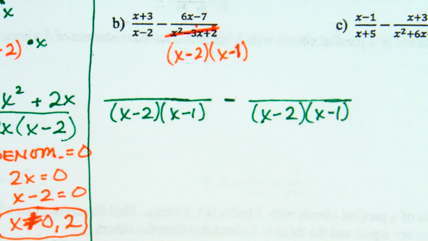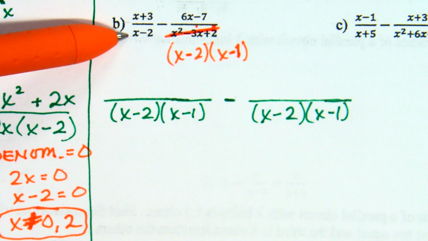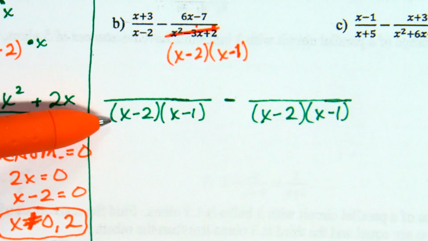My question is, my first fraction currently has a denominator of x minus 2. We're trying to get it to this common denominator of x minus 2, x minus 1. So what do I need to do?